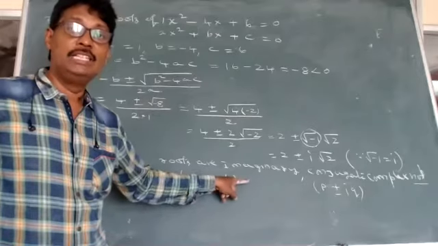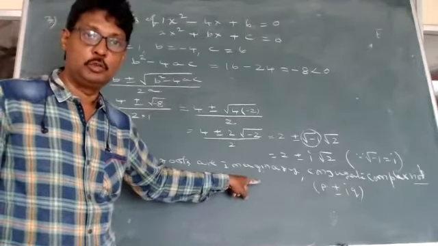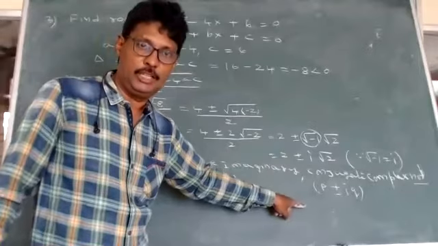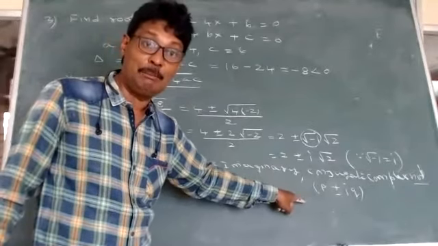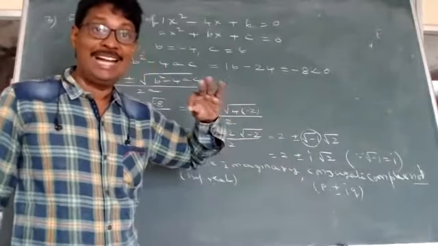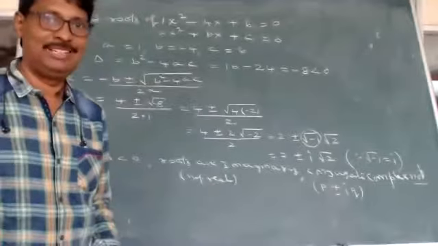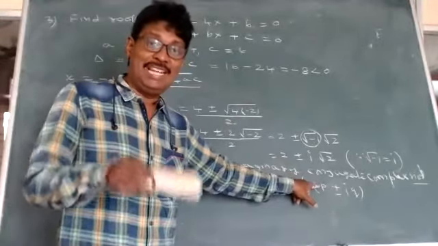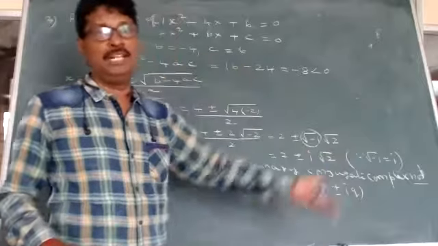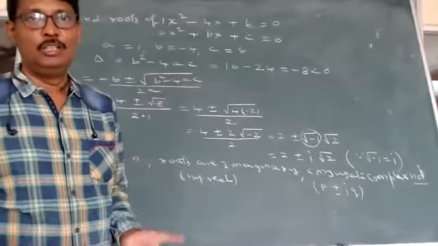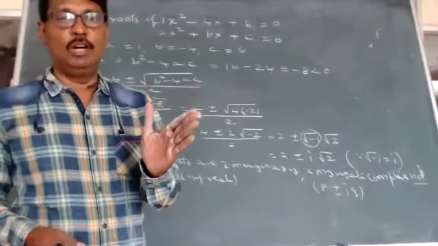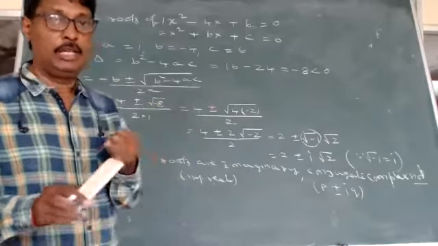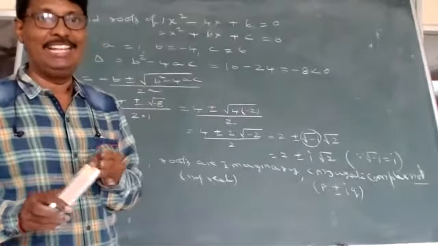Not real means they are imaginary roots, in the form of p plus or minus iq. That means they occur in conjugate pairs. Conjugate complex roots means if 2 plus 3i is a root, then the other root is 2 minus 3i. So by remembering these formulas, we can find the roots and the nature of the roots.